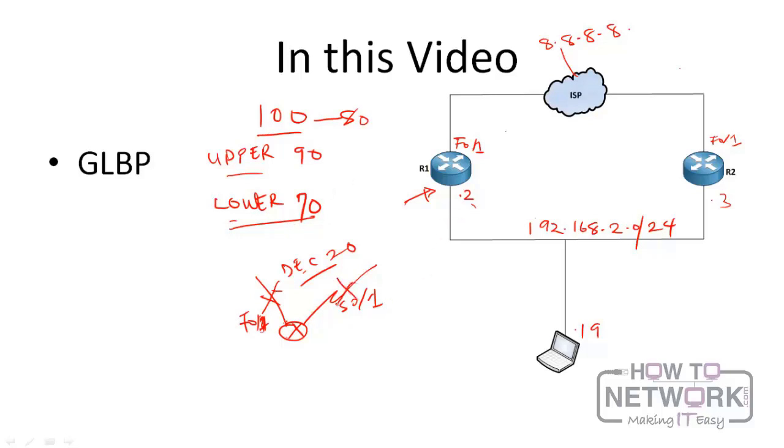But if the second interface goes down and decrements another 20, it's going to go down to 60. And once that happens, it's going to be lower than the lower threshold, and so router 1 will stop being AVF. And for router 1 to go back to being the AVF, if we bring up one interface, it's going to go back up to 80, but because it's not above the upper threshold, you have to bring up both interfaces for router 1 to become the AVF again. So you have to take it to something greater than 90, and that's how it works. So that's how GLBP weighting works.